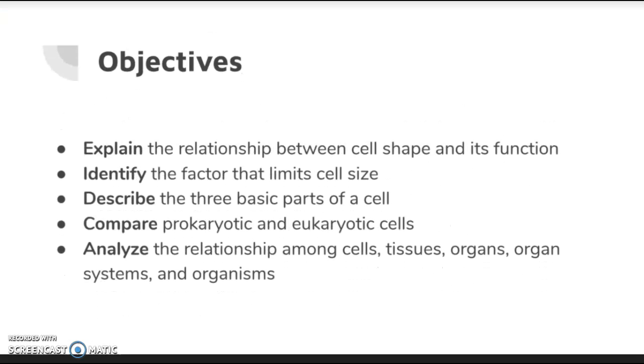So the objective of this is to explain the relationship between cell shape and function, to identify factors that limit cell size, to describe the three basic parts of a cell, compare prokaryotic and eukaryotic cells, and to analyze the relationship among cells, tissues, organs, organ systems, and organisms.